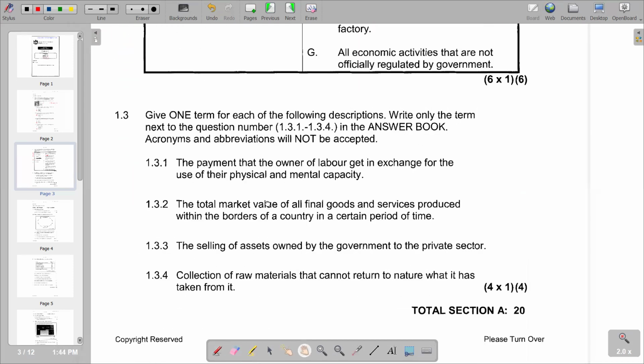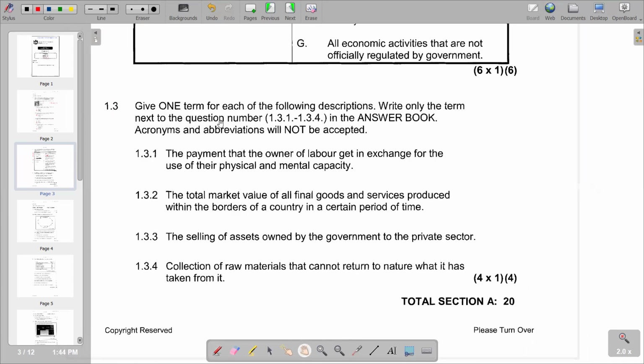So we go to the last part whereby we are saying, give one term for each of the following descriptions. Write only the term next to the question number 1.3.1 up to 1.3.4 in the answer book. Acronyms and abbreviations will not be accepted. So basically, let's take note of this instruction given in terms of acronyms and abbreviations being prohibited. So let's just take note.